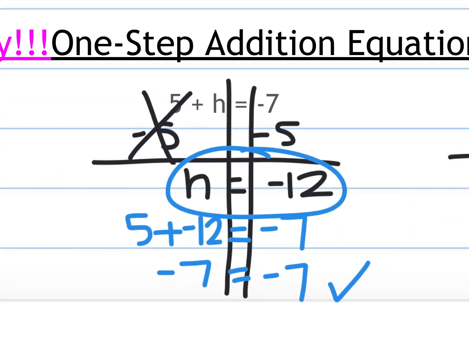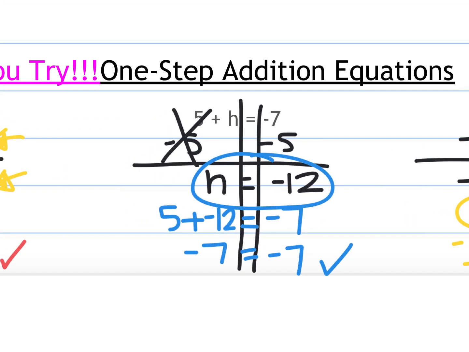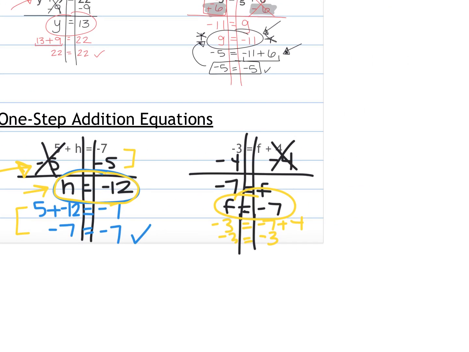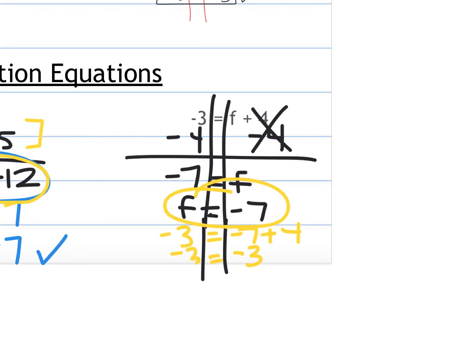I have 5 plus h equals negative 7, so I'm going to subtract 5 on both sides because that's the opposite of adding 5. I get h equals negative 12 because negative 7 minus 5 is negative 12. Then I put it in and I can see 5 plus negative 12 does equal negative 7, so then h equals negative 12.